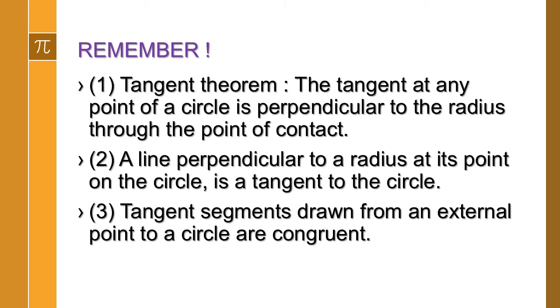So before getting into the first practice set of the chapter Circle, let's recall the theorems that we learned in this chapter. The first theorem that we learned was the tangent theorem, and it says that the tangent at any point of a circle is perpendicular to the radius through the point of contact. Next, we learned the converse of the tangent theorem, and it says a line perpendicular to a radius at its point on the circle is a tangent to the circle.